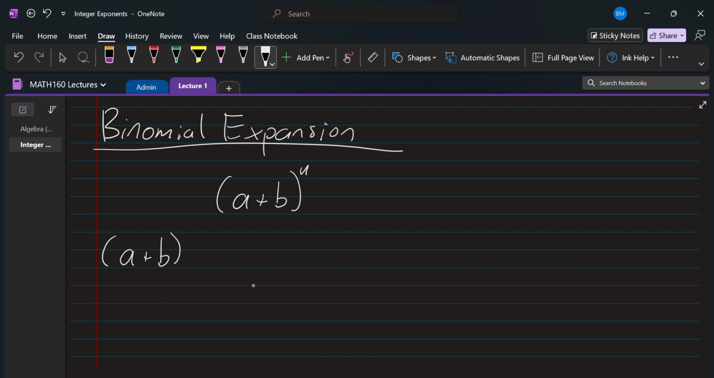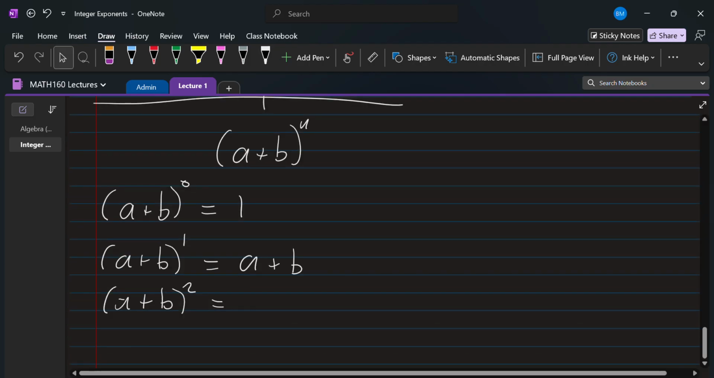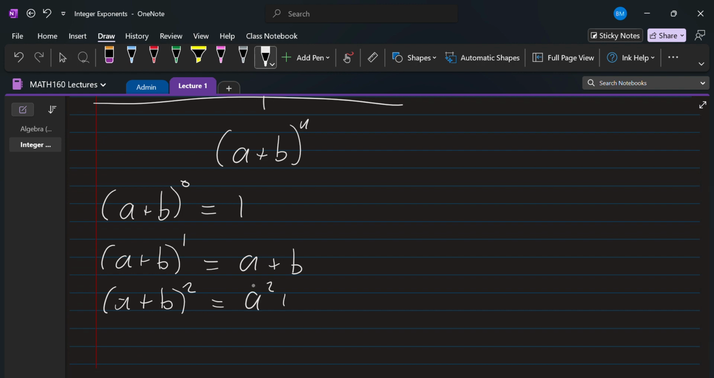So if I have a plus b to some power n. Again, n is some positive integer. So a plus b to the 1, a plus b squared, cubed, to the 4, and so on. Okay, so let's just go through some cases. So a plus b to the 0, we know what that is. Anything to the power 0 is 1. Easy stuff. Okay, a plus b to the 1. Anything to the power 1 is just whatever that was. So that's just a plus b.